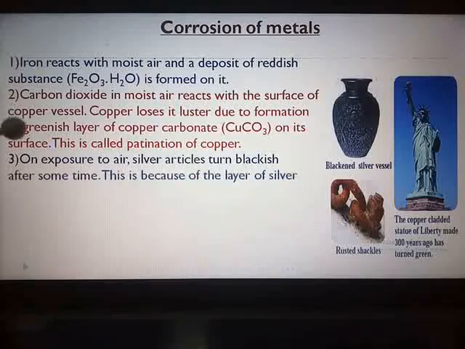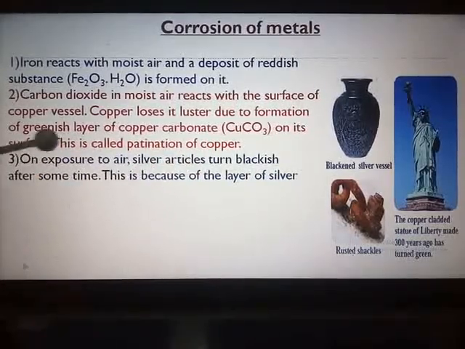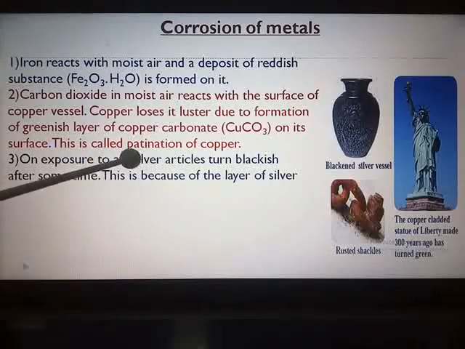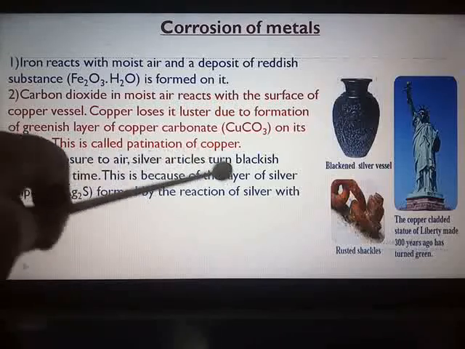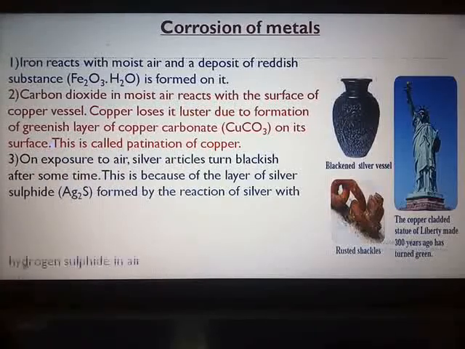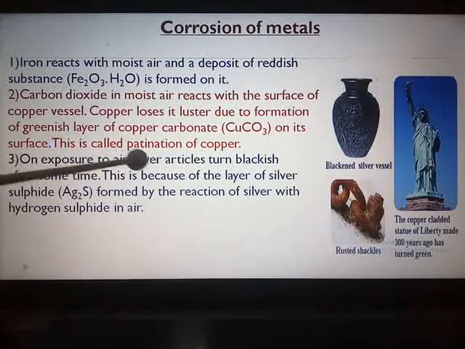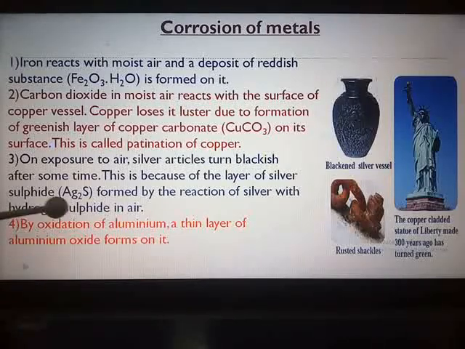The next is, you know that silver articles, when exposed to air, turn blackish after some time. Silver, that is Ag, reacts with sulfur gases from the air and forms silver sulfide, that is Ag2S, which is the reaction of silver with hydrogen sulfide present in the air. One more example is, by oxidation of aluminium, a thin layer of Al2O3, that is aluminium oxide, forms on it. So these are the different examples of corrosion of metals.